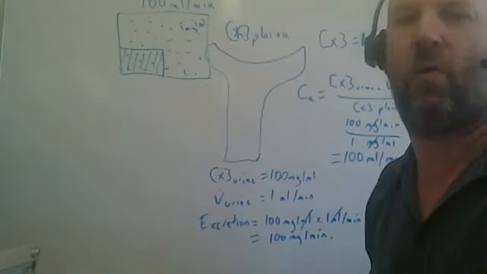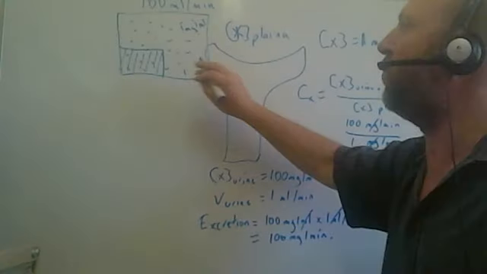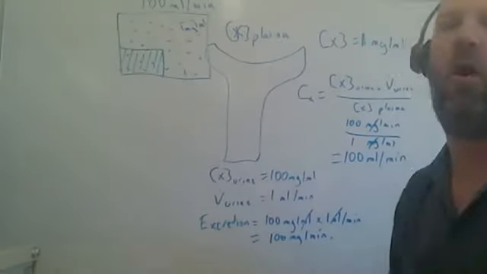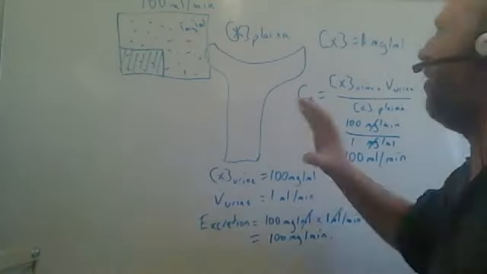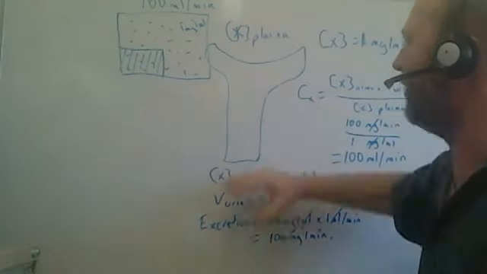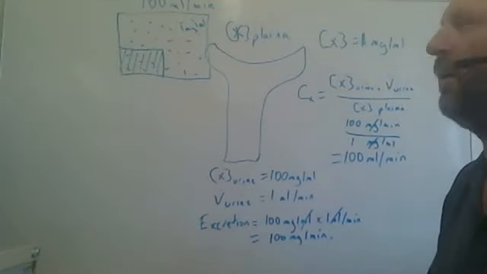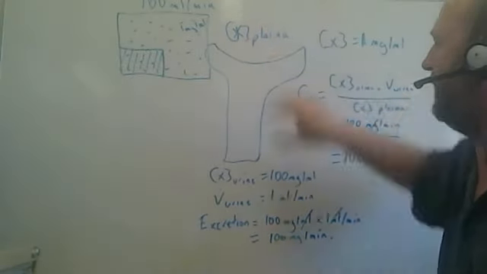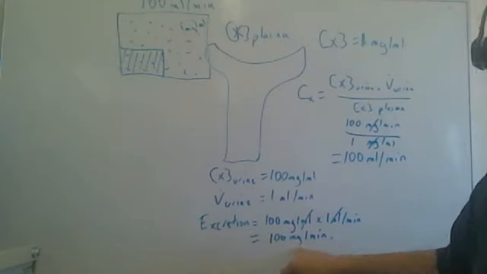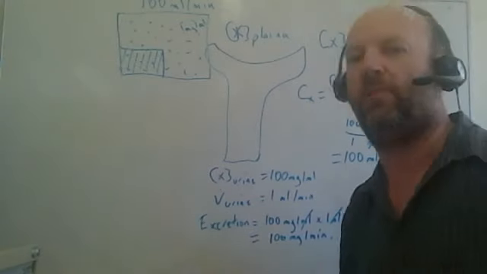That's what you've done, and that's what clearance means. It's a totally hypothetical value, yeah? But it helps you understand how much you're actually removing. So what we've done is we need 100 mils of plasma to give us this excretion. I hope that helps you with clearance.